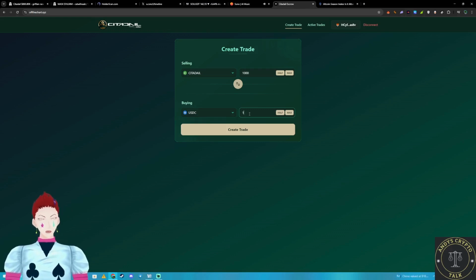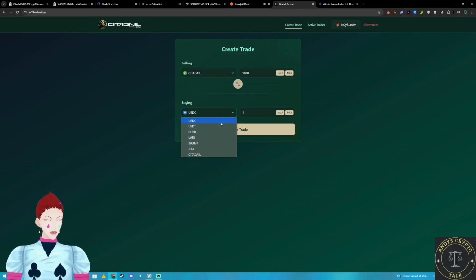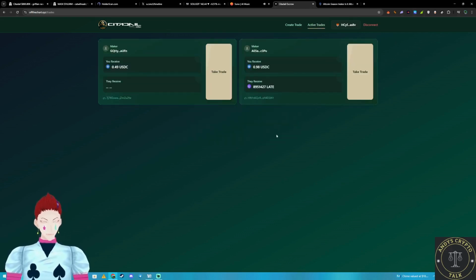So we'll show you real quick what you can do here. You can create a trade. There are some tokens, they will be adding more, of course, and then you choose what you're buying with the token that you're selling. You choose the amount, and then you just create a trade. Once you've created a trade, it will go into active trades. As we can see here, someone's buying a bunch of Late for $1.